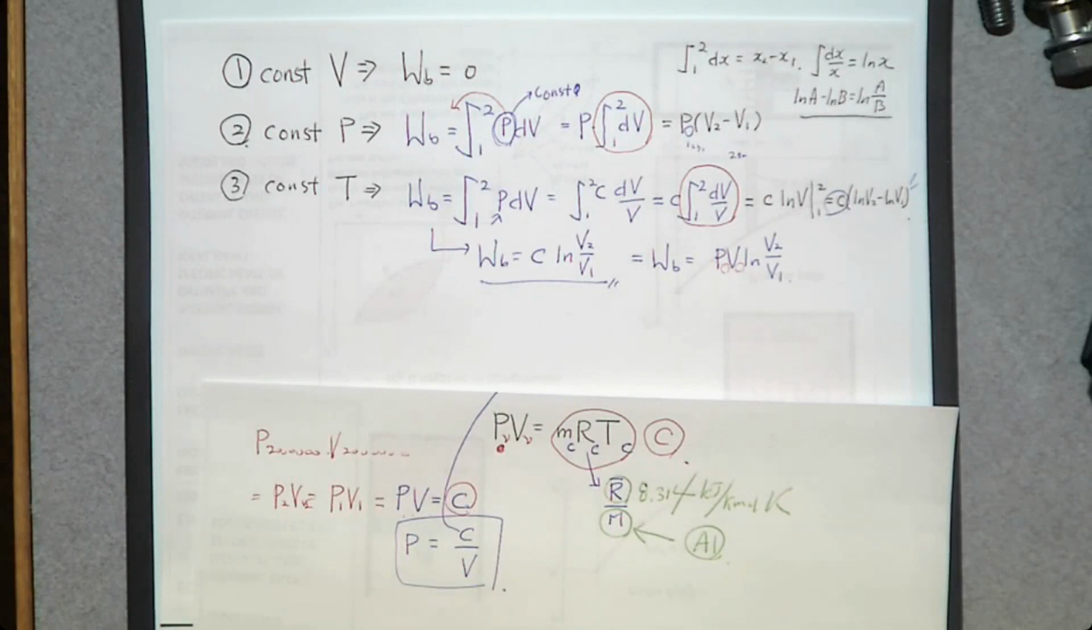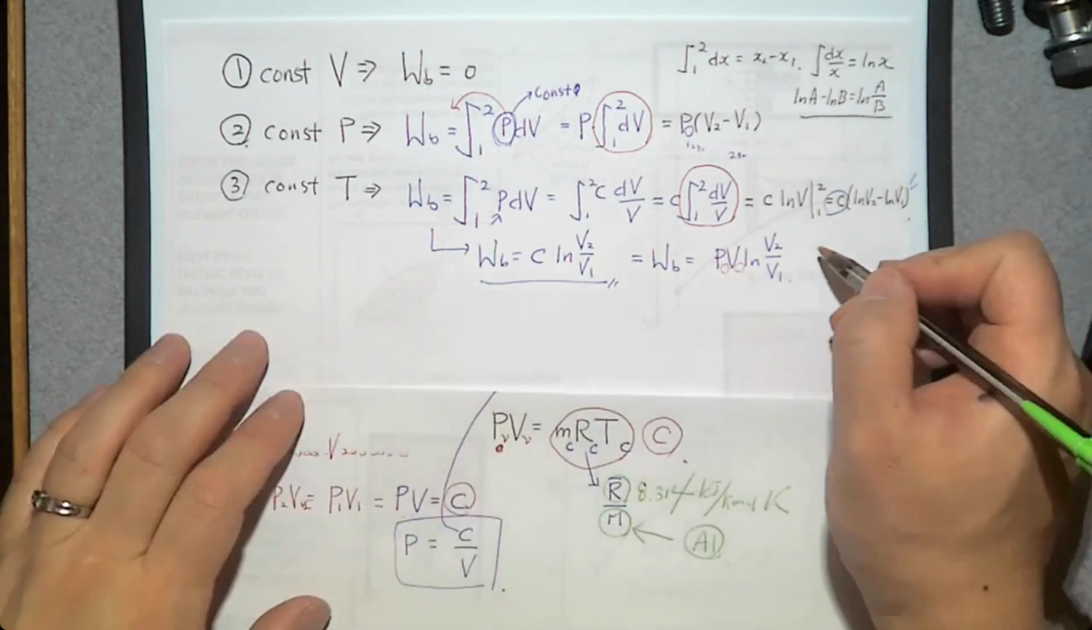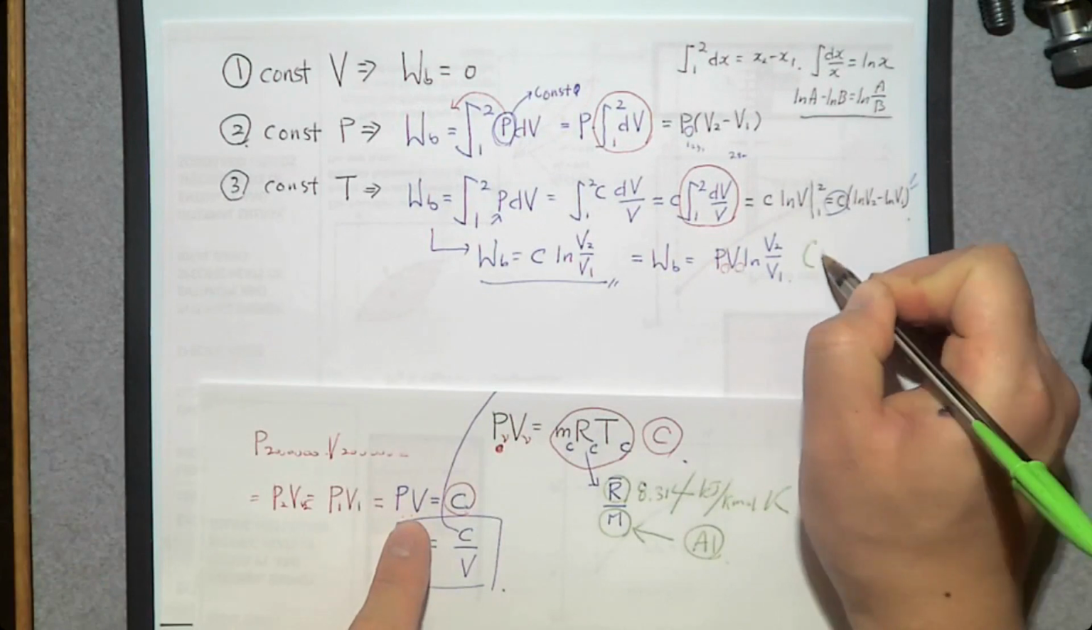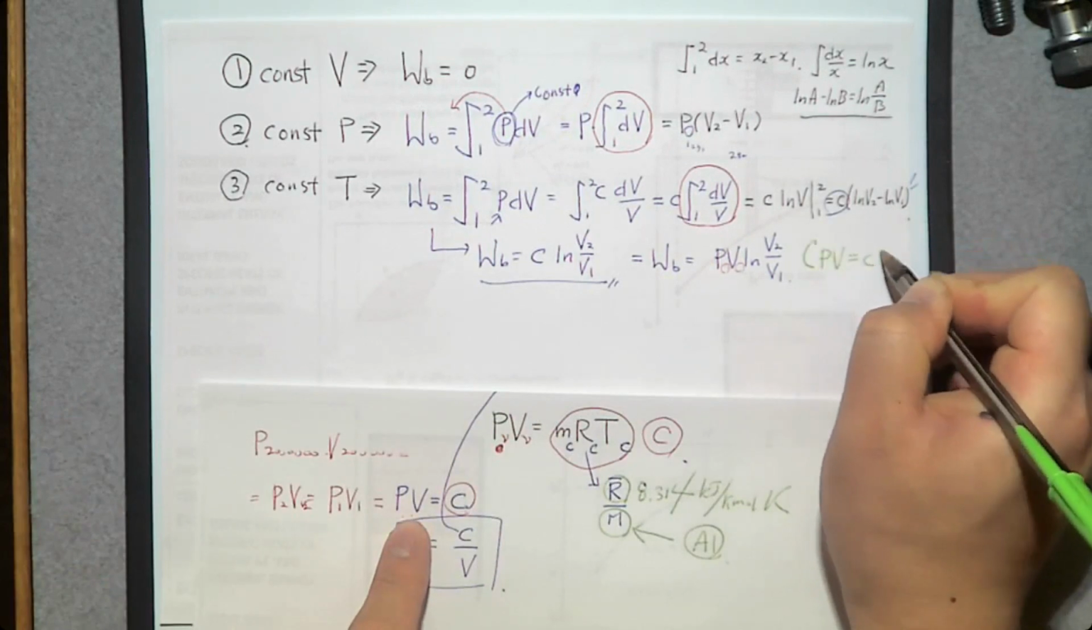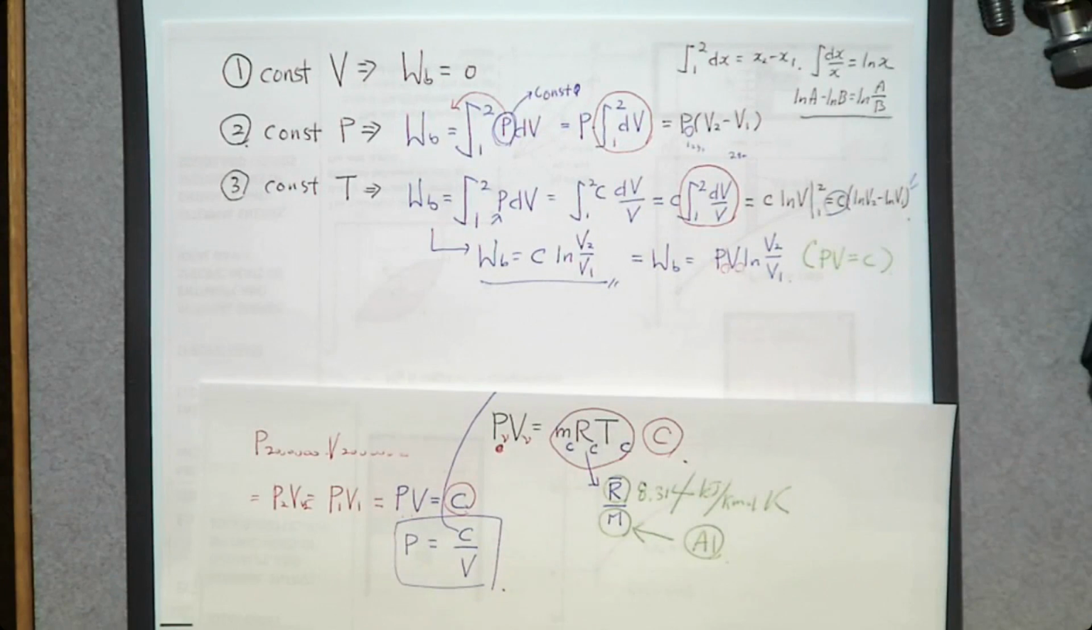And how did we get that? By using this relation, PV is constant. So these are three very unique processes: constant volume, constant pressure, constant temperature.